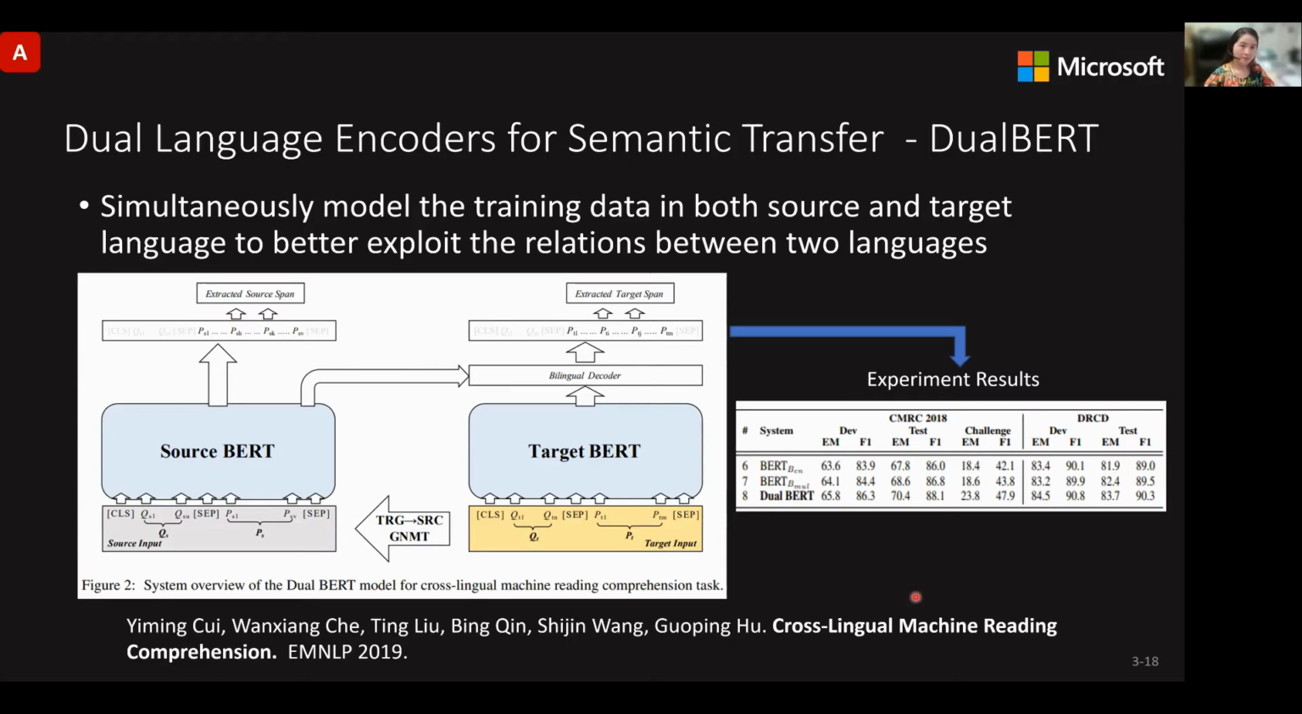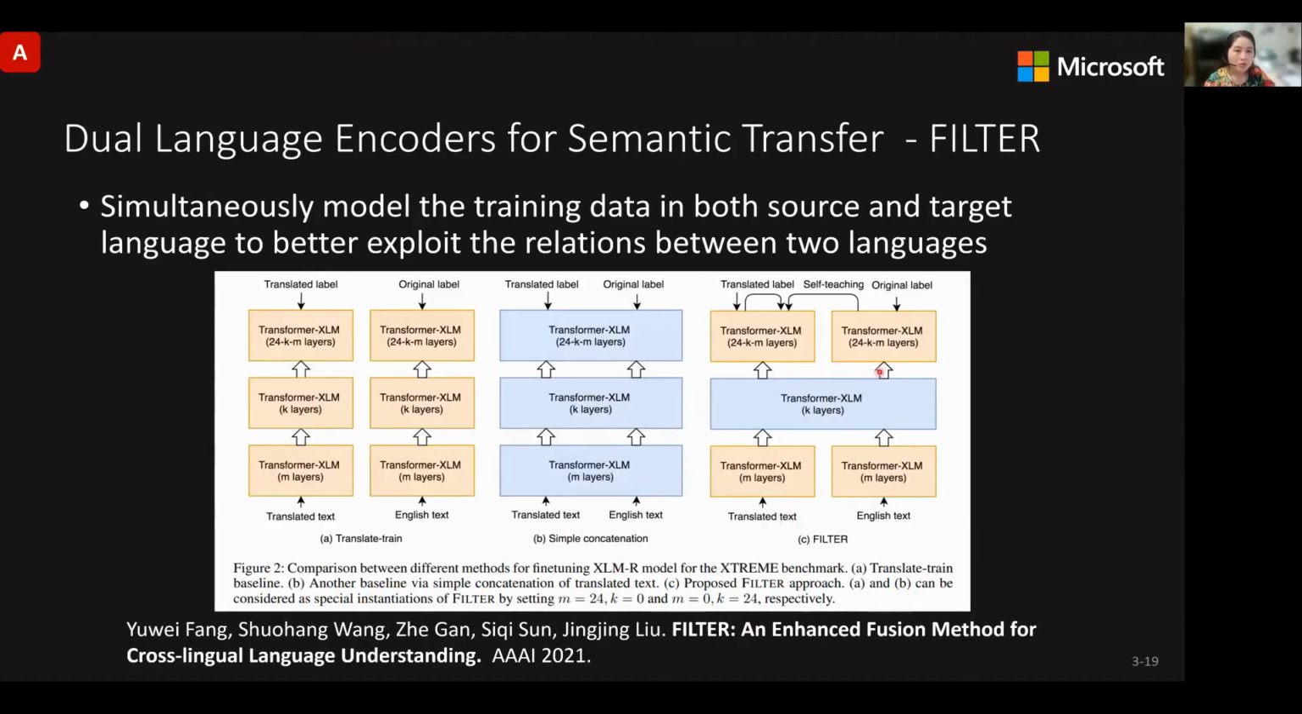Since dual BERT injects information from the source language into the final decoder of the target language, which is a later stage of model training, it doesn't leverage the deep intrinsic relations between two languages. To further address this, another dual encoder-based model called FILTER is proposed, which leverages the translated data to enforce fusion in the early model training stage between the source and target languages for better cross-lingual language understanding.